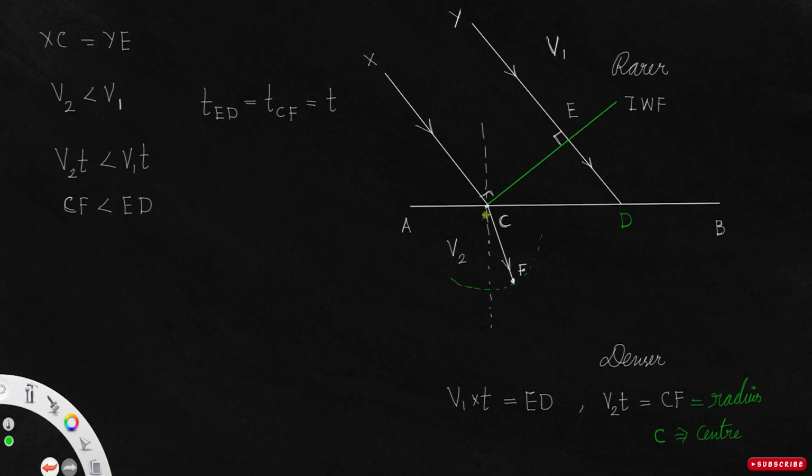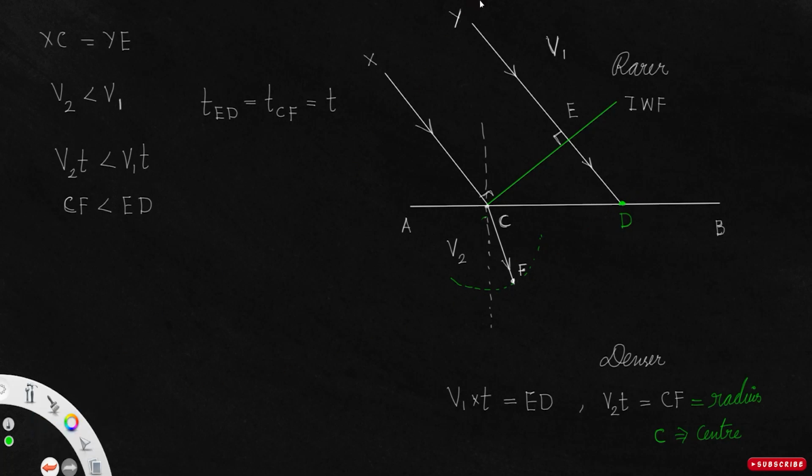Now, as I said before, by the time the wave from C reached the point F, the wave from E only reached the point D. So the wave from D just started. Okay, so that I can take a point in here.